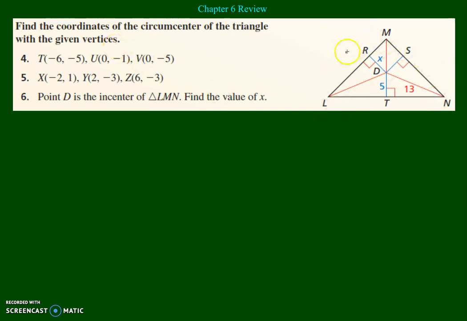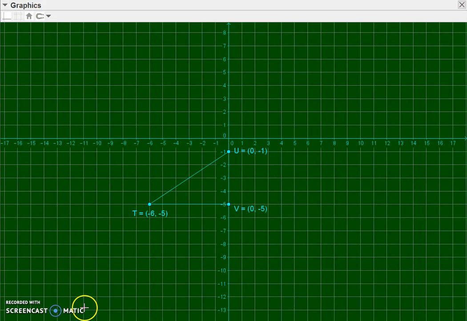Now, this is not the triangle we're talking about. This triangle is for problem 6. So here we actually have to plot the coordinates of this triangle TUV. So to save time, I've already done that, so let's bring that up. So here's our triangle TUV. T is at -6, -5, U is at 0, -1, and V is at 0, -5.